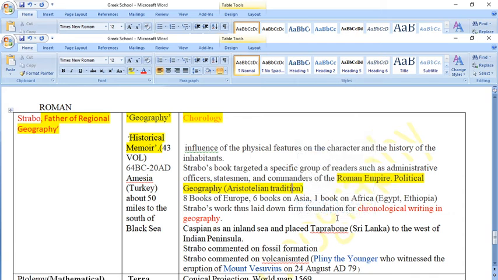Tradition of political geography, and he wrote 8 books on the description of Europe, 6 books on the description of Asia, and 1 book on the description of Africa, that is Egypt and Ethiopia. And Strabo was the founder of chorological writing of geography. He arranged all the facts of the nations, all the description, on the basis of time scale and spatial distribution. That was the starting point of chorology.